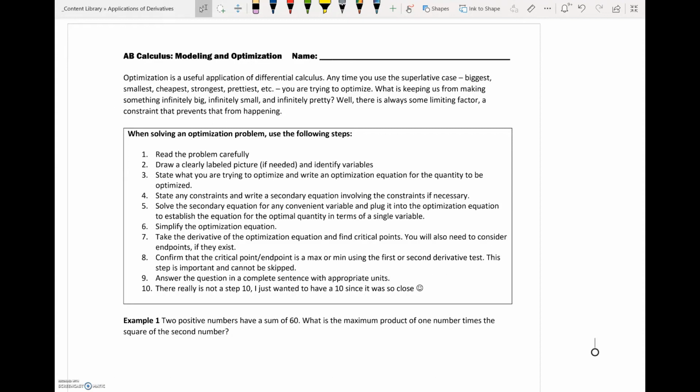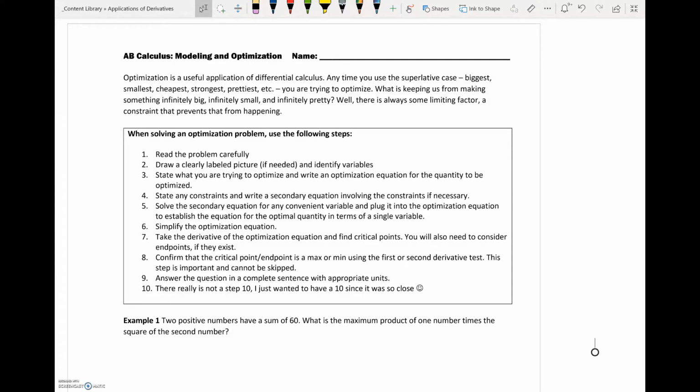In this lesson, we're going to look at optimization. Optimization is an application of differential calculus, and usually we want to find out how to make something the largest or the smallest, or figure out if our revenue is the most we can make or the least we can make, something like that.